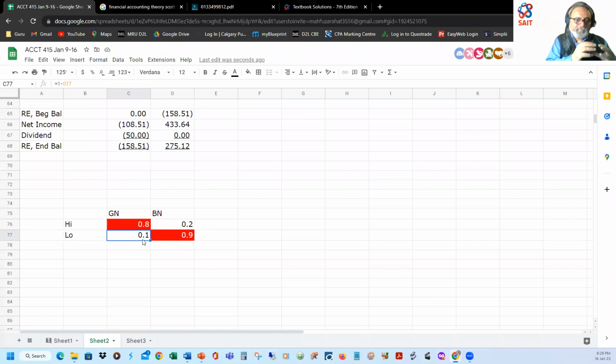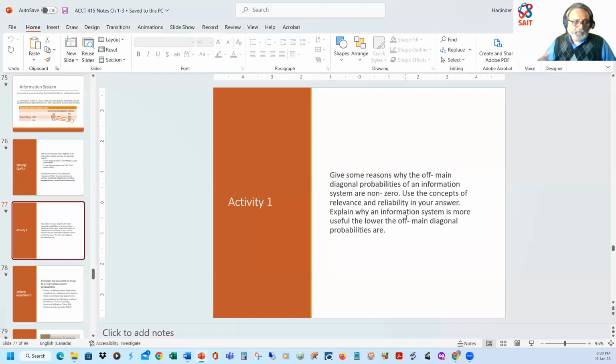So when you don't operate under ideal conditions, you get noise creeping in. The off-main diagonal probabilities are the noise that is inherent in any information system. However, the higher you have for the main diagonal probabilities, the more relevant the information system. And not only relevant, the high probabilities here, the high correlations, also enhance the sense of reliability of the information. So both relevance and reliability are heightened when you have high main diagonal probabilities. And I believe there is a similar question in the textbook where you can read up the textbook author's answers. They give you long, one-page long answers. I just gave you a summary.